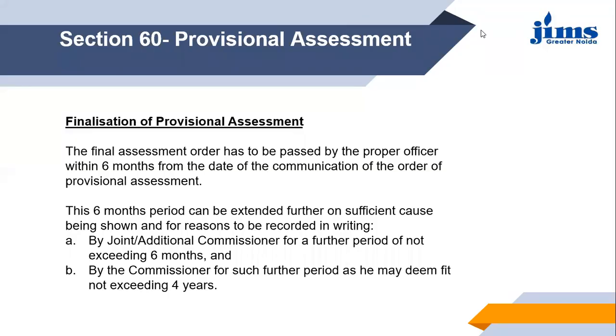We can see here that from the date the provisional assessment order has been passed until the date of final assessment, it can be extended to a period of 5 years: 6 months in the first instance, then another 6 months if the extension is provided by the joint or additional commissioner, and further it can be extended to 4 years by the commissioner.